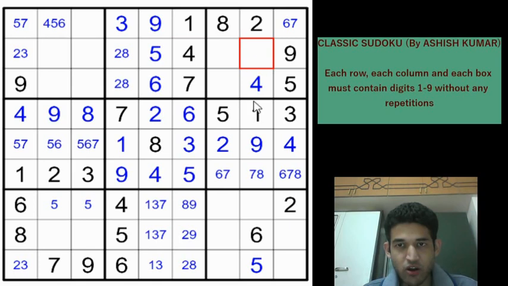Now remaining digits along column 8 are 3, 7 and 8, right? 1, 2, 4, 9 and 5 and 6 have been placed. Remaining digits are 3, 7 and 8. But 8 is here, so this is going to be a 3 or a 7. And this will be a 3, 7 or 8.